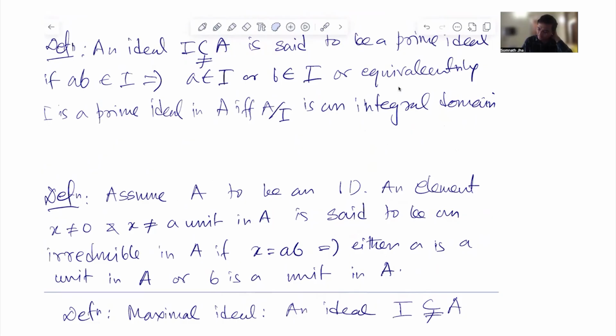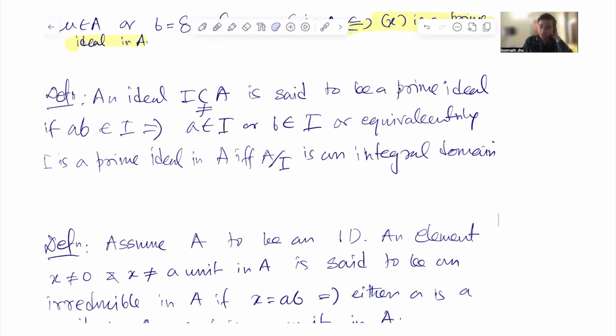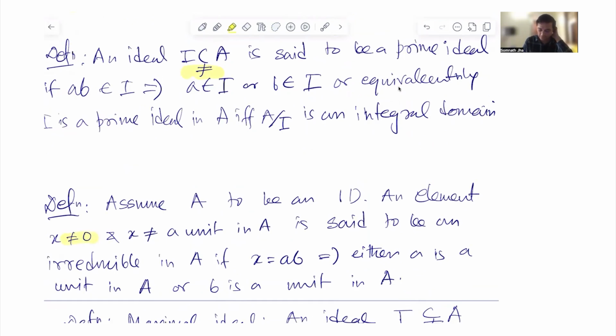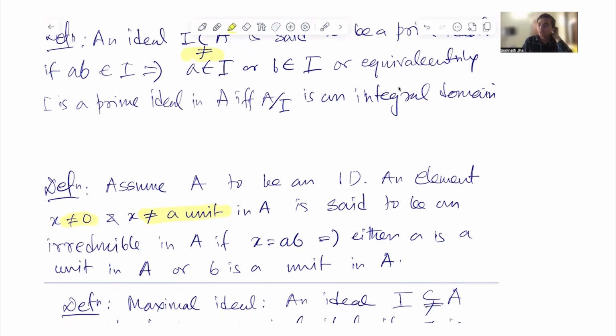Then you call it irreducible, so it cannot be broken further. If you break it into A times B... Irreducible is only defined for non-zero, non-unit elements, just as a prime ideal is defined only for ideals not equal to the whole ring. If an element is a unit, then by definition it is not irreducible. So you take a non-zero non-unit element.